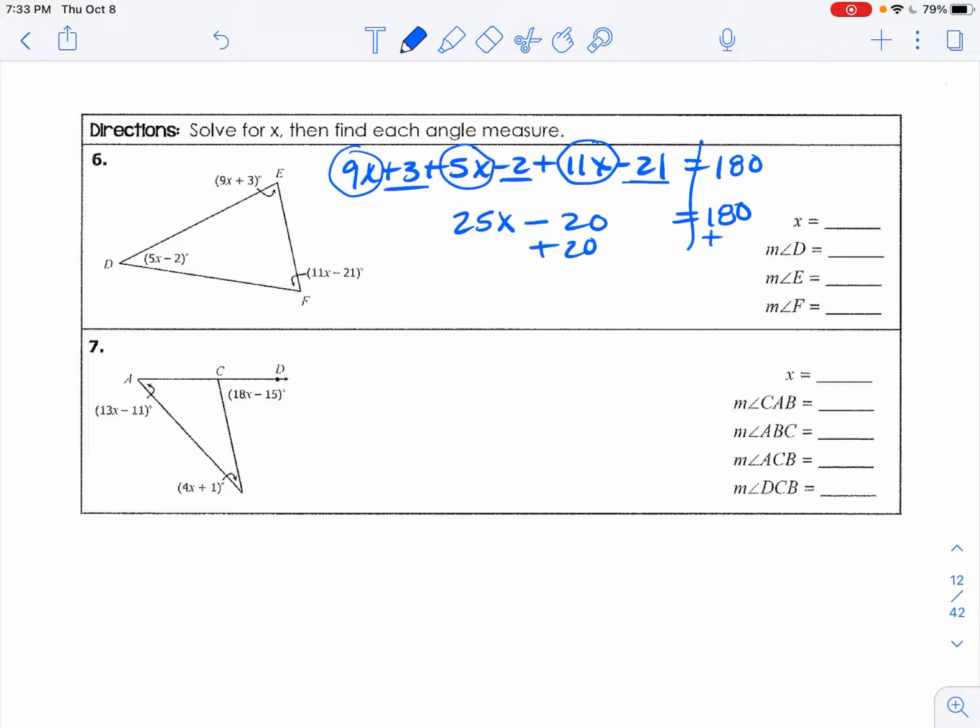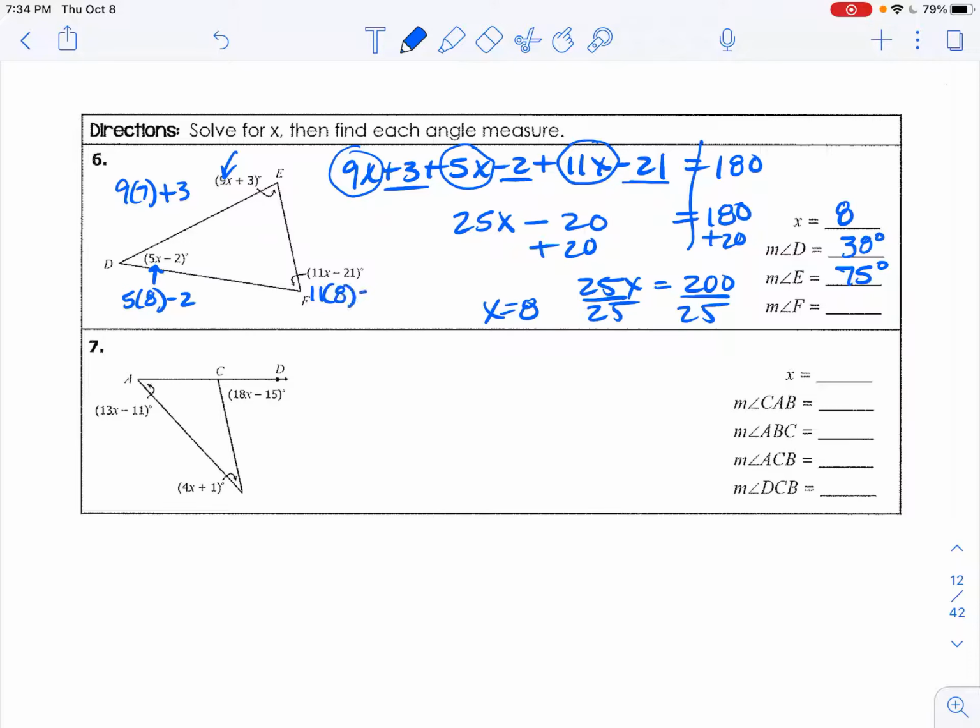Add 20 to both sides. That gives us 200 on the right. Divide both sides by 25, and x is equal to 8. So we know that x is equal to 8. Now let's figure out what the angles measure. So if I plug in an 8 right here, 5 times 8 is 40, minus 2, angle D is 38 degrees. All right, let's plug it in right here. 9 times 8 is 72 plus 3, that would make angle E 75. 11 times 8 minus 21 is 88 minus 21, and that is 67 degrees.